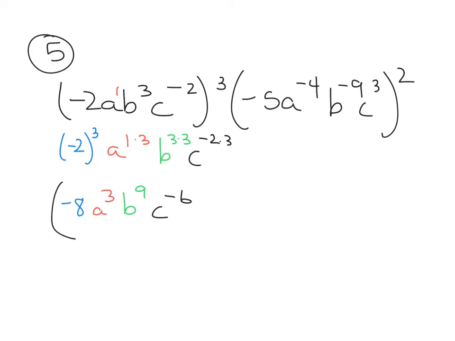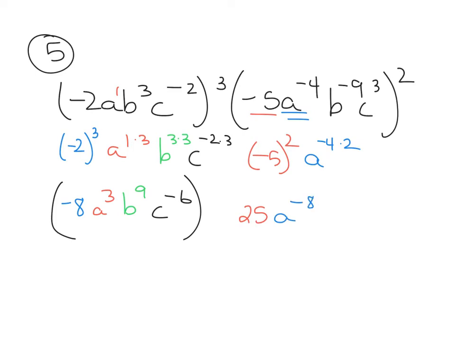Now, I'm going to totally leave this alone for now. I know it's not done. I'm going to go on to the second parentheses. Okay, so if you look at the second parentheses, our coefficient's negative 5, and it's squared. So that's negative 5 squared. I know that's 25, so I'm going to write that down. Now I'm going to go on to the a. So I have a to the negative 4th to the second. That gives me a to the negative 8th. Now I'm going to do the b: negative 9 times 2 gives me b to the negative 18.